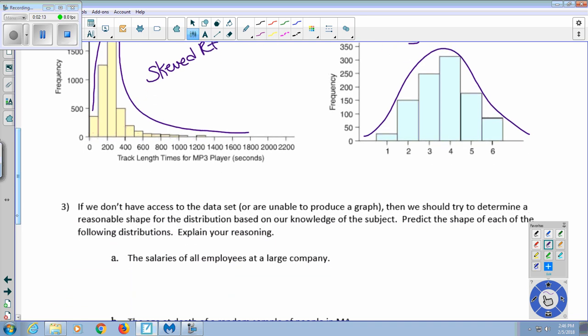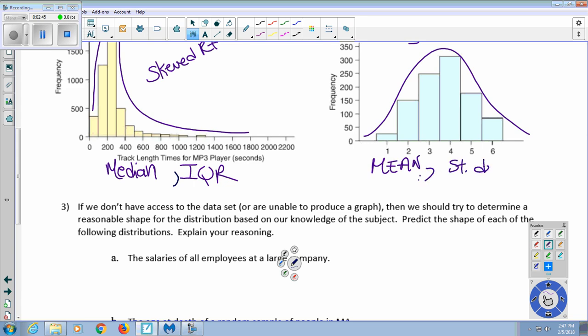So if we don't have access to the data or are unable to produce a graph, then we should try to determine a reasonable shape for the distribution based on our knowledge. So over here, since we can see them, we would want to use median as a measure of center and IQR as a measure of spread to describe this data. And over here, it'd be more appropriate to use mean and standard deviation.